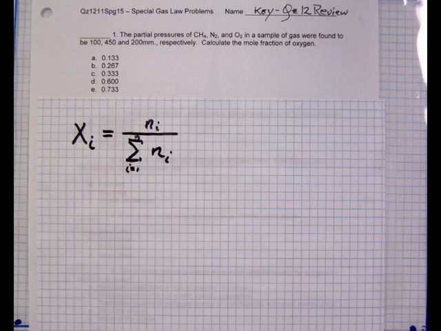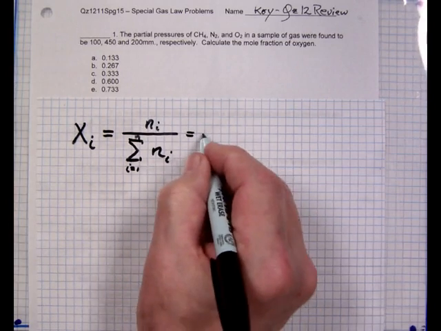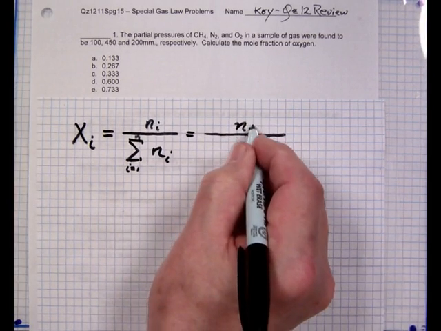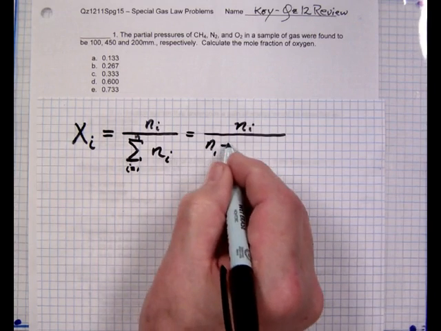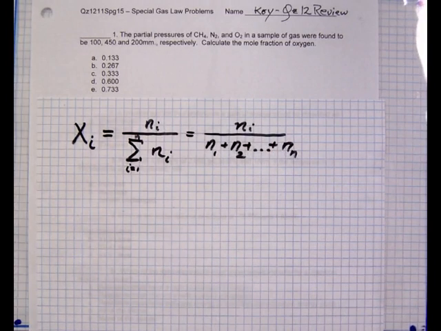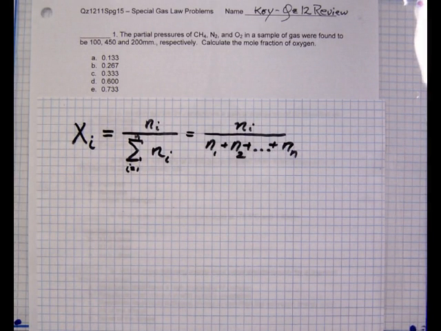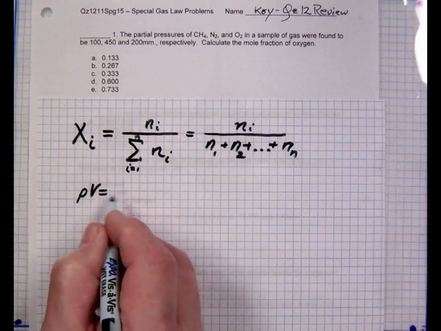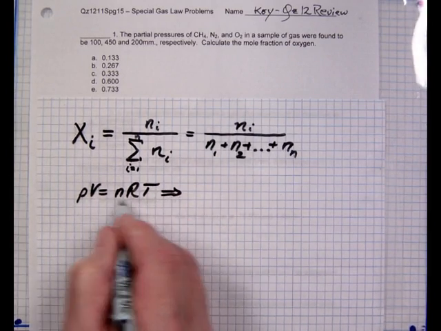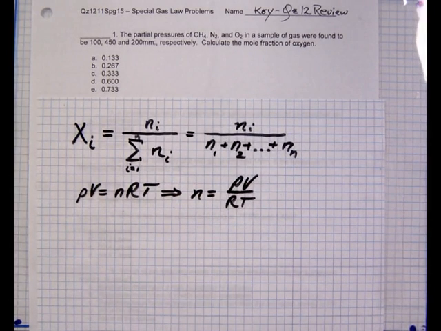Okay, by definition, mole fraction is the moles of the individual component divided by the moles of the mixture. That can be rewritten as the moles of the component divided by moles of component 1, plus moles of component 2, on up to moles of component N. In the gas laws, we can calculate moles through the ideal gas law, PV equals nRT. Solving for the moles n, we have PV over RT, like this.